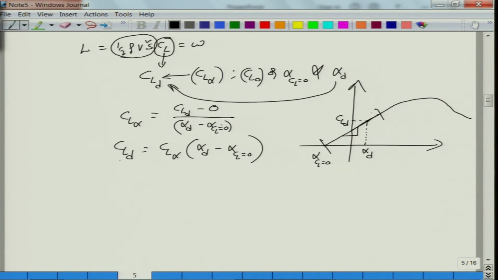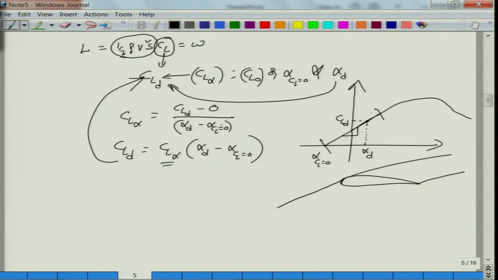That means if I have to talk about this CL design, I need to talk about CL alpha, which is again the cross sectional property of the wing. Let us say there is a wing here that is giving you the lift, the desired lift. Say this is the wing that you have designed, and it is giving you the desired lift.